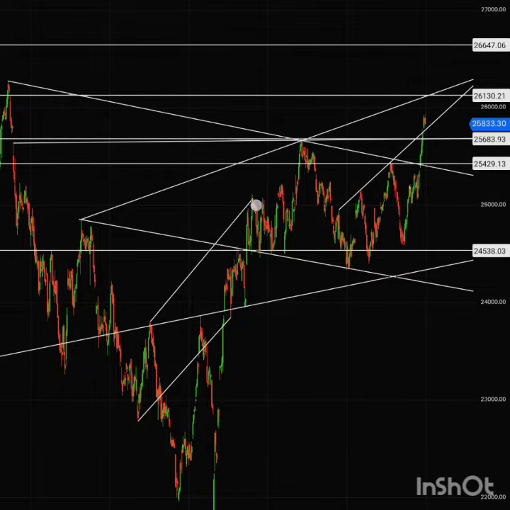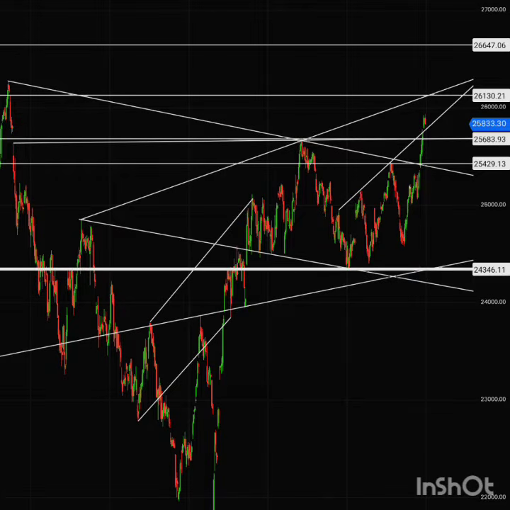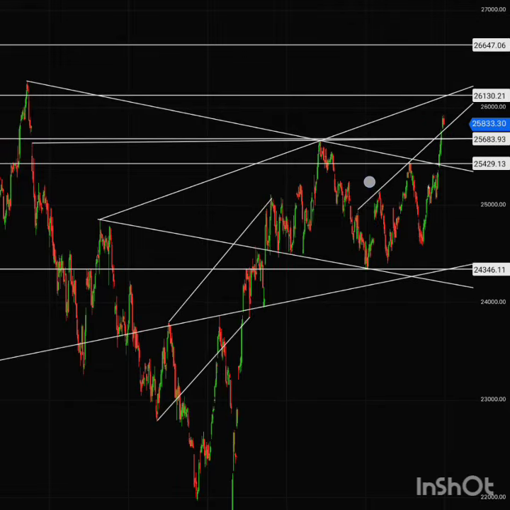After this it was making an inside, that is consolidation mode, and then it gave a breakout. Here you can see it was taking support on this line for a long time. After touching this line, that means around 25,680, it came down to here and retested this line. This is the breakout line, and you see the exact way it retested around the 24,340 to 345 range and bounced back.